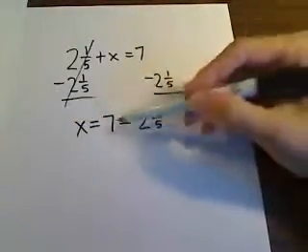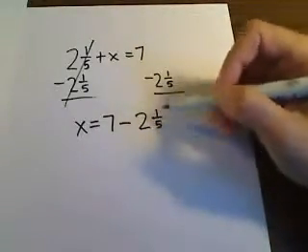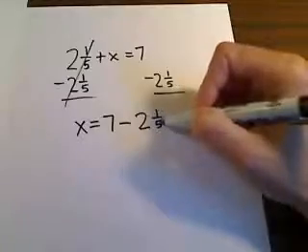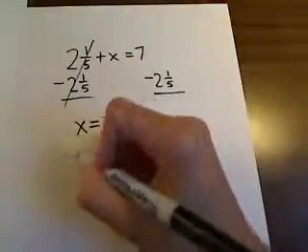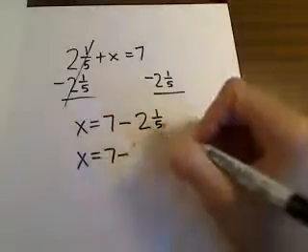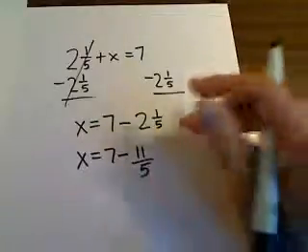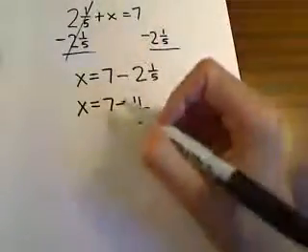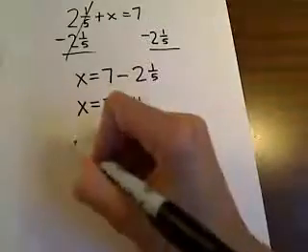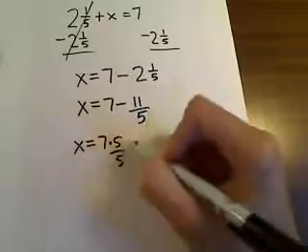Now, we can't actually subtract these the way that they are because this is a mixed fraction. So we need to actually convert this into an improper fraction like we did in the previous example. So this is going to be 5 times 2 is 10, add the 1, and you get 11/5. And then you're going to want to get a common denominator here. So the common denominator is 5, so we'll multiply the 7 by 5 over 5.